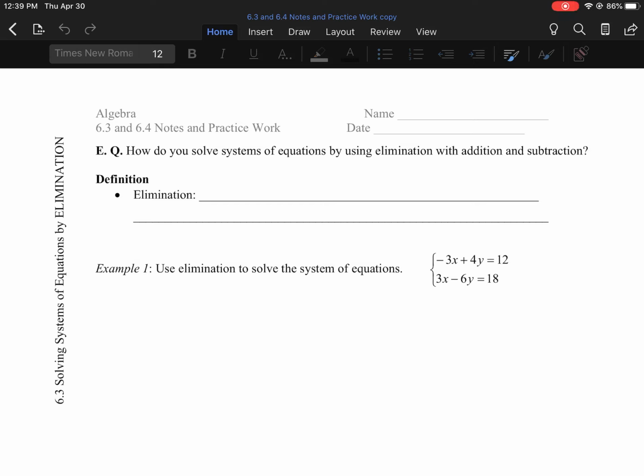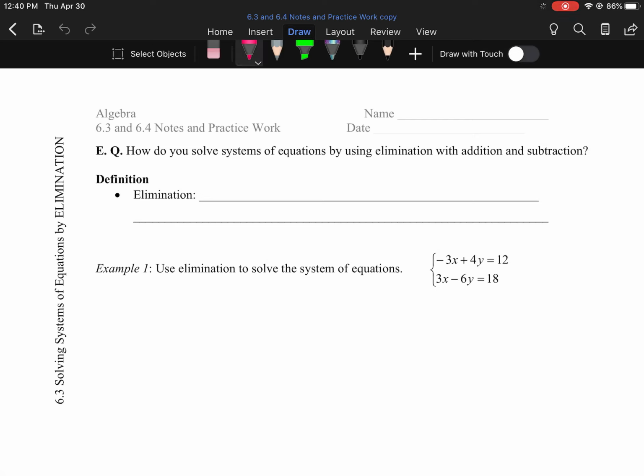Today's lesson is section 6.3, and it's using elimination to solve a system of equations by using addition or subtraction, because actually 6.3 and 6.4 are both using the elimination method. It's just today we're only going to use addition and subtraction. So first of all, let's figure out what the elimination process is.